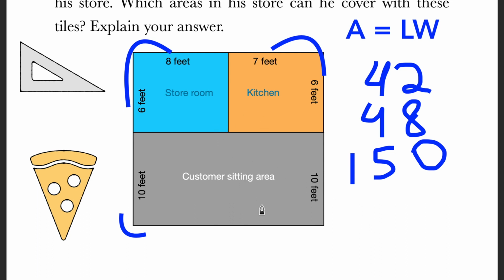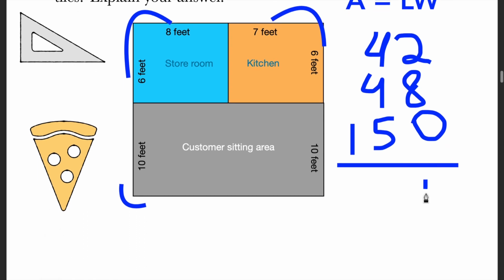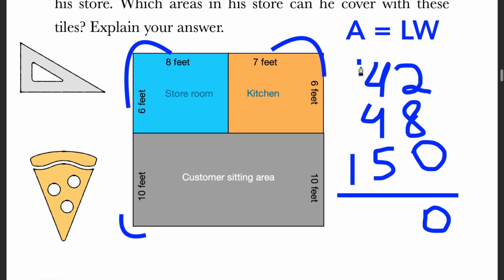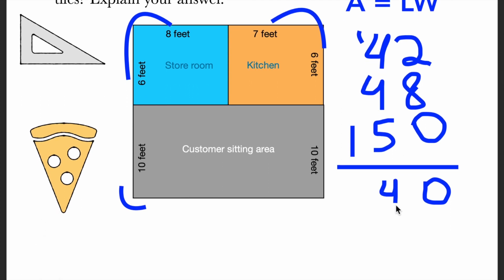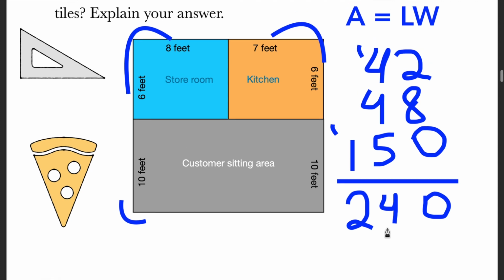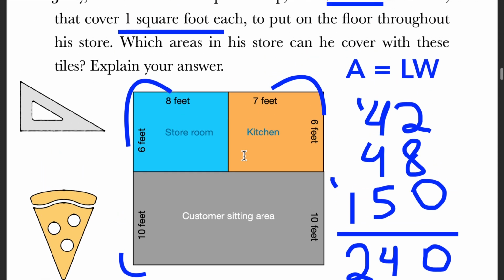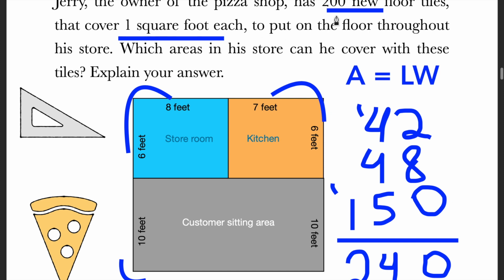So now we have all 3 rooms, and all we have to do is just add this up. Let's see what this is. So 8 plus 2 is 10. I'm just going to put our 0 right there. We carry over our 1. So we have 4 plus 1 is 5, plus 4 is 9, plus 5 is 14. So we're going to put our 4 right here, and then we carry our 1. And then 1 plus 1 is 2. So essentially we know that he has 240 square feet in his entire pizza shop, but he only has 200 square feet of tiles right here.